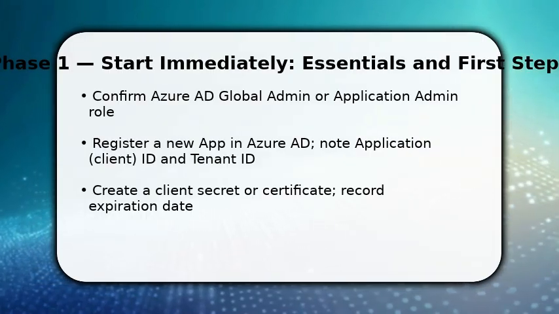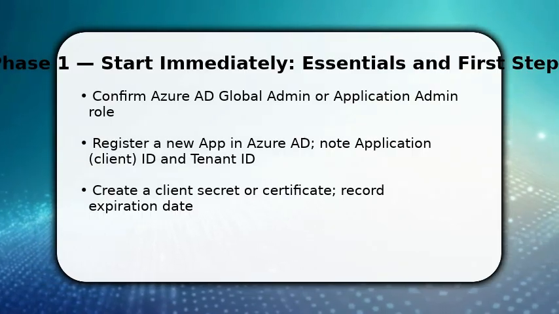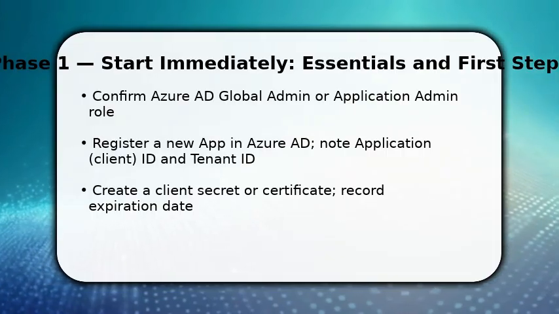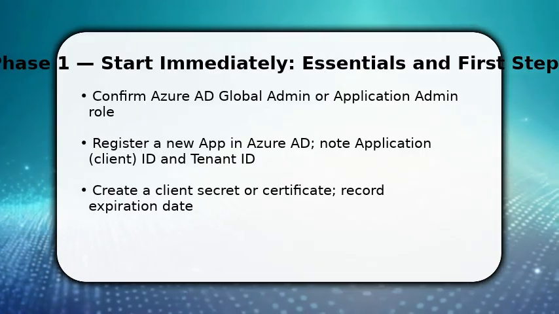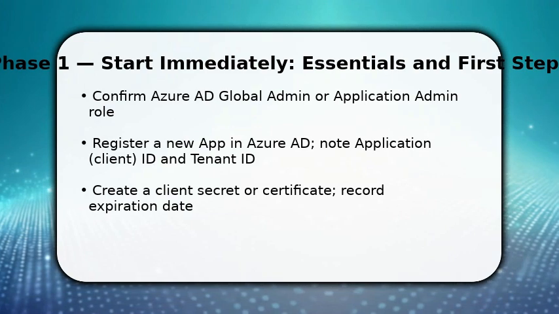Once done, create a client secret or upload a certificate and note its expiration so the integration won't break. Make sure your account has global admin or application admin rights, because permissions prevent later failures. This step sets the identity that Power BI will use to talk to Azure AD.